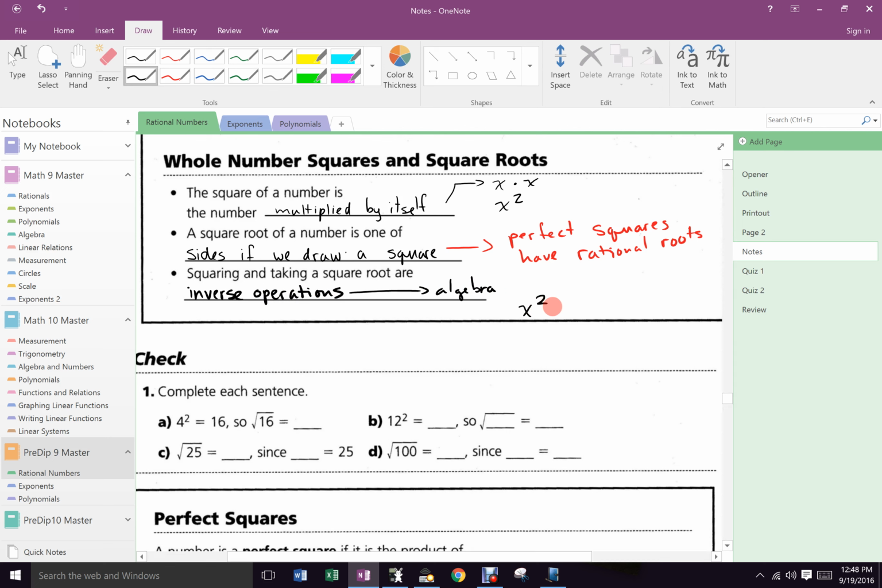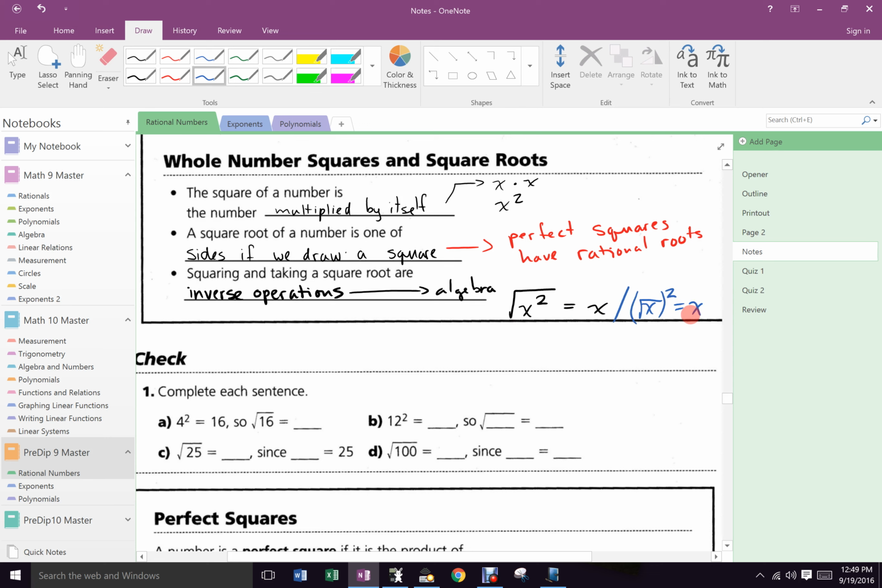x squared, right? If I square root x squared, I get x. Cool? What then happens if I take the root of x and I square it, then what do I get? Then I also get x. Everyone cool with that? Yes.